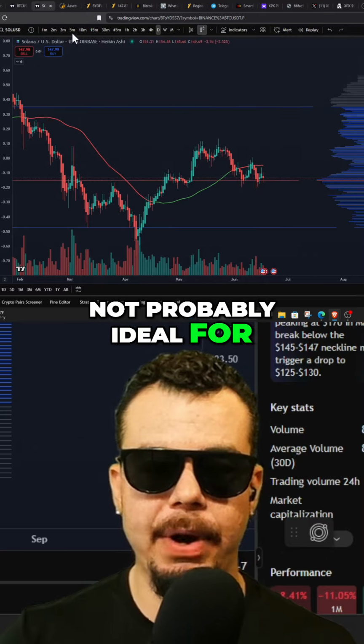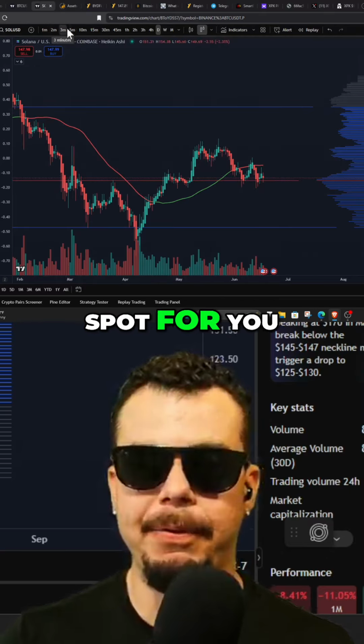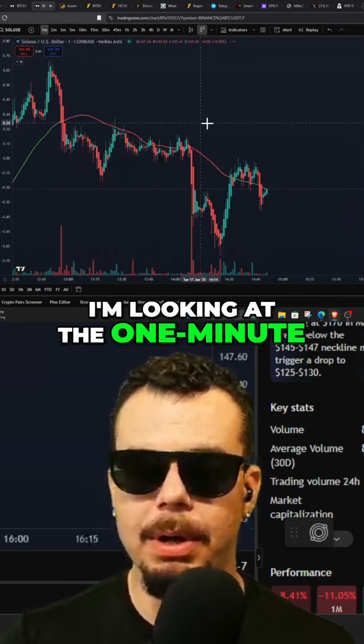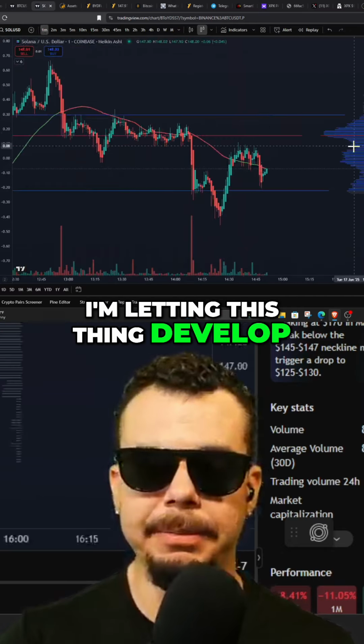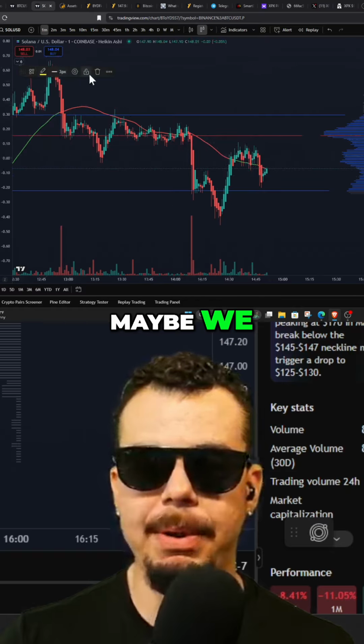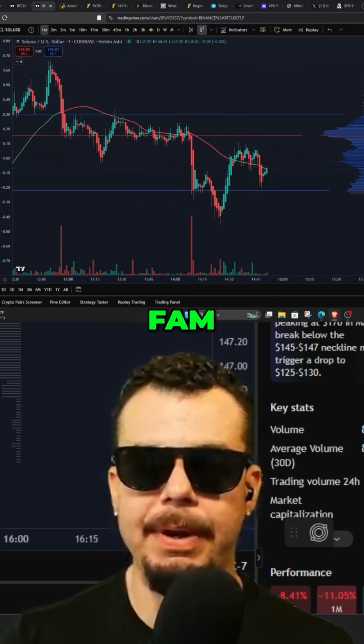Not probably ideal for everybody starting off, but find a sweet spot for you, right? The time frames that work for you. So I'm looking at the 5 minute, I'm looking at the 1 minute, I'm letting this thing develop. I'm seeing this first cross right here. Let me see if we can find something. Maybe we find something live. I don't know, fam. Maybe we find something.